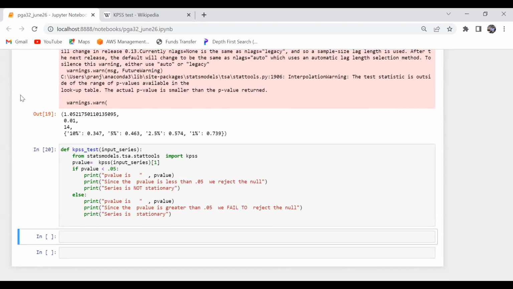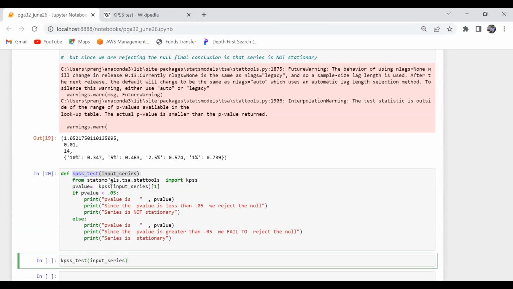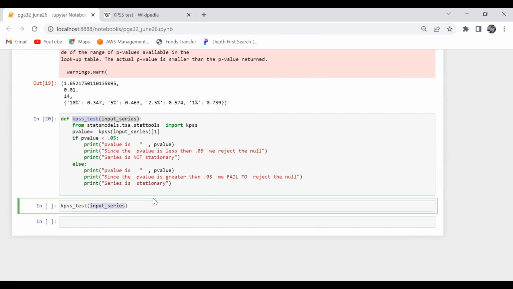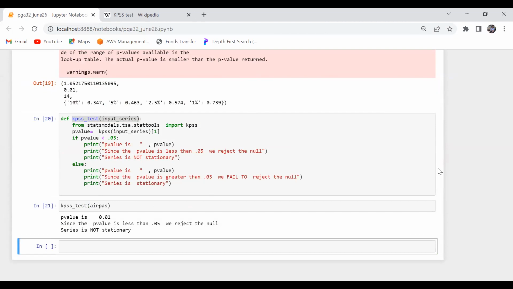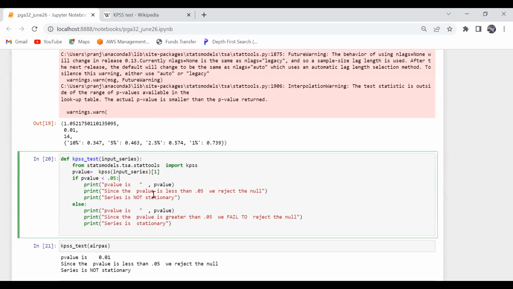Series is stationary. KPSS को कॉपी कर लेंगे, इसको यहाँ पर डाल देंगे. P value is 0.01. Since p value is less than 0.05, we reject the null. Series is not stationary. So if you want, you can write your own KPSS function, which will help you. Okay, so only change तुम्हें यहाँ पे करना है.